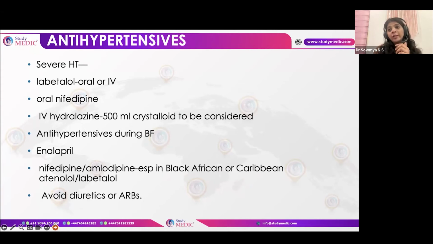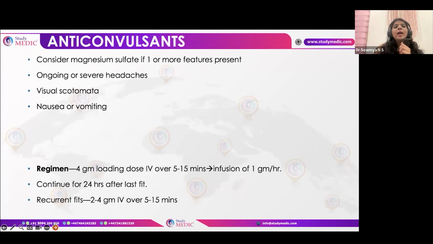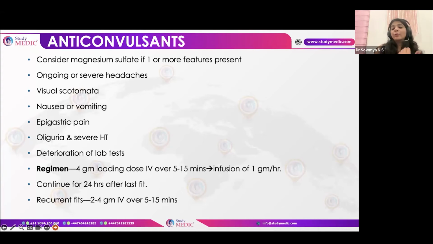And you have to avoid diuretics or angiotensin receptor blockers. Now, anticonvulsants, obviously, if somebody is having an impending eclampsia like clonus, headache, blurring of vision, epigastric pain, you give magnesium sulfate, and it's always a 4 gram loading dose followed by IV infusion of 1 gram per hour. If it is recurrent, you will go for 2 to 4 gram. You can repeat the dose.